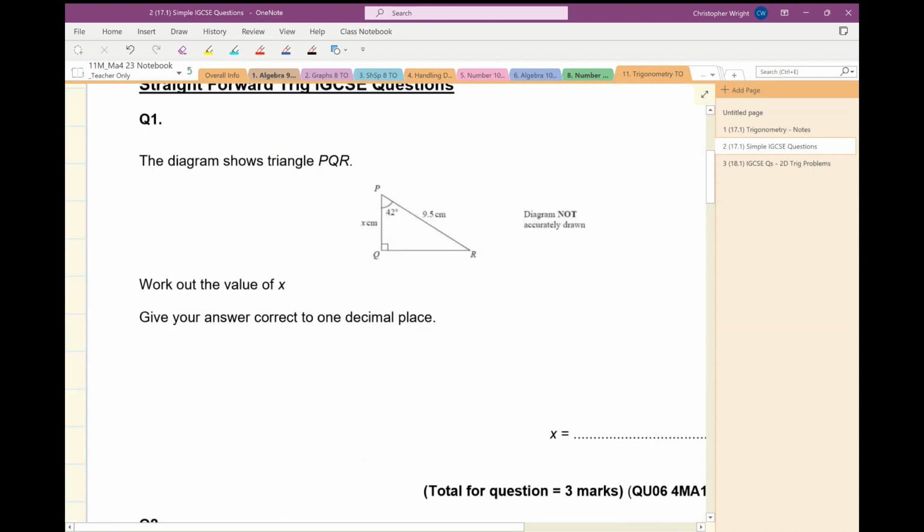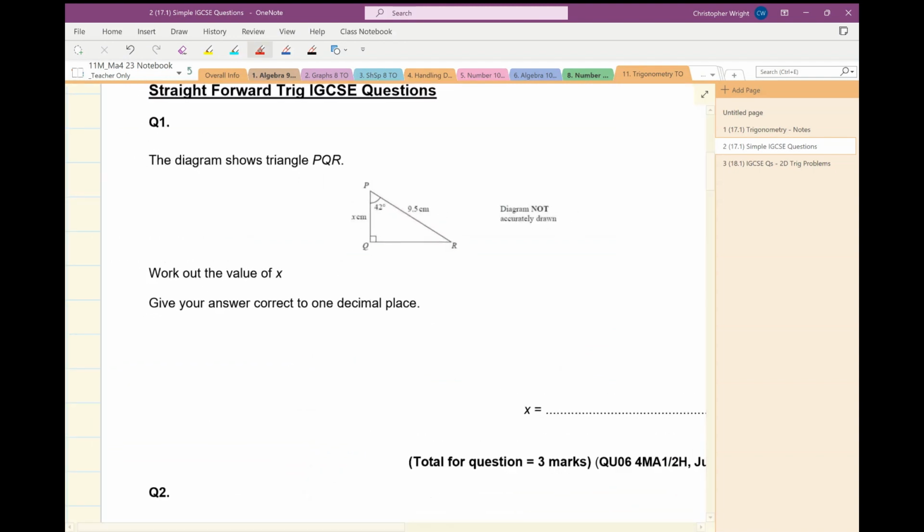Question 1. Okay. I have got the adjacent here and the hypotenuse. I can see it's going to be cos. And I'm finding the adjacent. So the adjacent is going to be cos the angle multiplied by the hypotenuse. So x is going to be cos 42 times 9.5 on my calculator, and that's 7.0598. And so to one decimal place, the answer is 7.1.